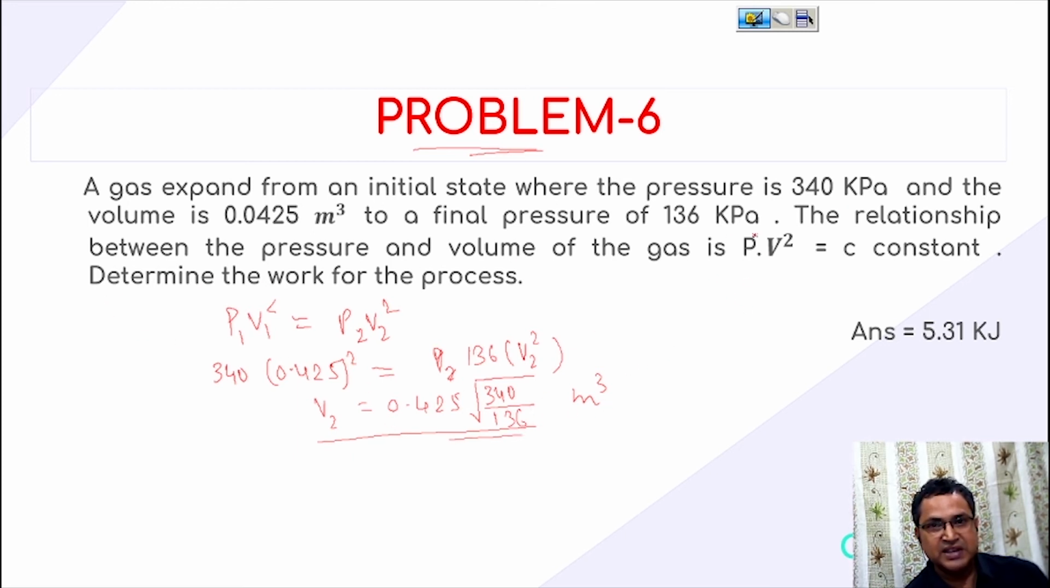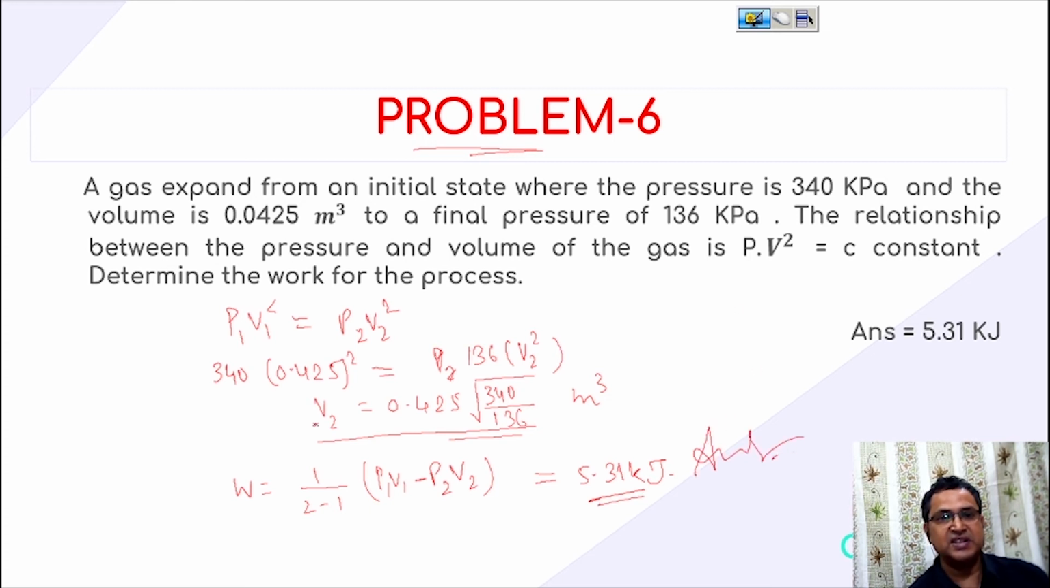Then he is asking how much of the work is being done. So work done is nothing but 1 upon n minus 1. Here what is n? n is 2. So this is 2 minus 1, 1 upon n minus 1, P1 V1 minus P2 V2. So P1 we know that is 340, V1 is 0.0425, P2 is 136 and V2 is, you can calculate right here. Once you put all the values over here, you will get 5.31 kJ. This question was asked in GATE, so you can easily solve this question.